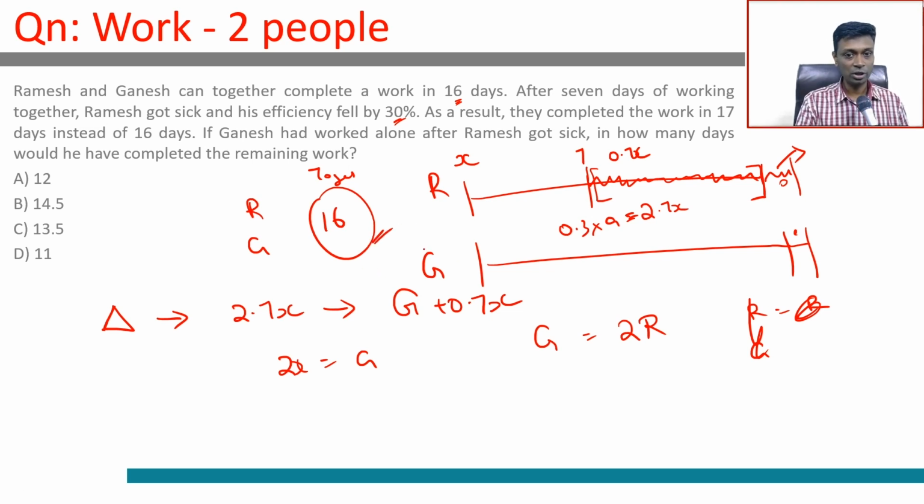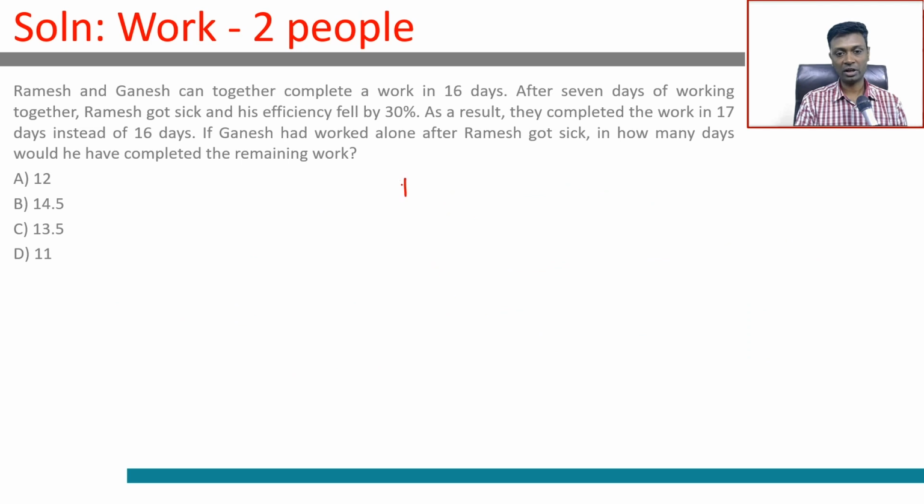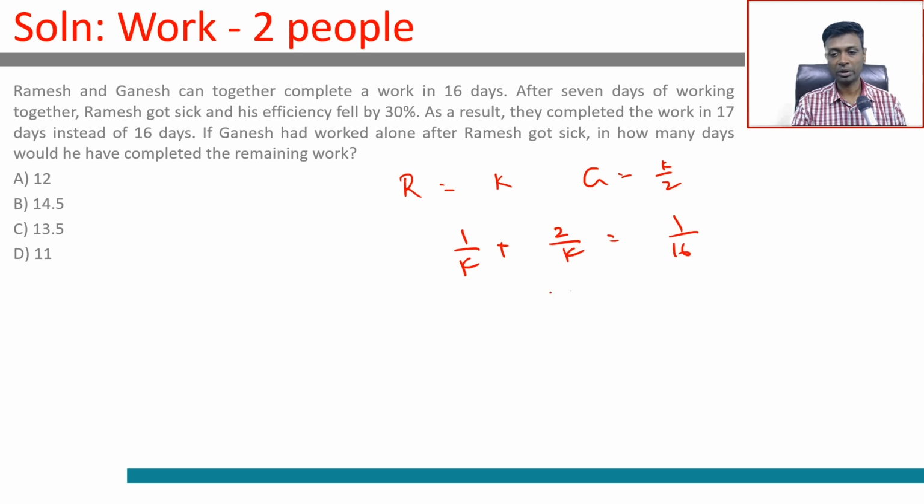And very simple. Now we know that Ganesh is twice as efficient as Ramesh. So therefore we can say if Ramesh takes say k days to finish, Ganesh will take k by 2 days to finish. 1 by k plus 2 by k equals 1 by 16. 3 by k is 1 by 16. k is 48. Ramesh can finish the task in 48 days. Ganesh can finish it in 24 days.